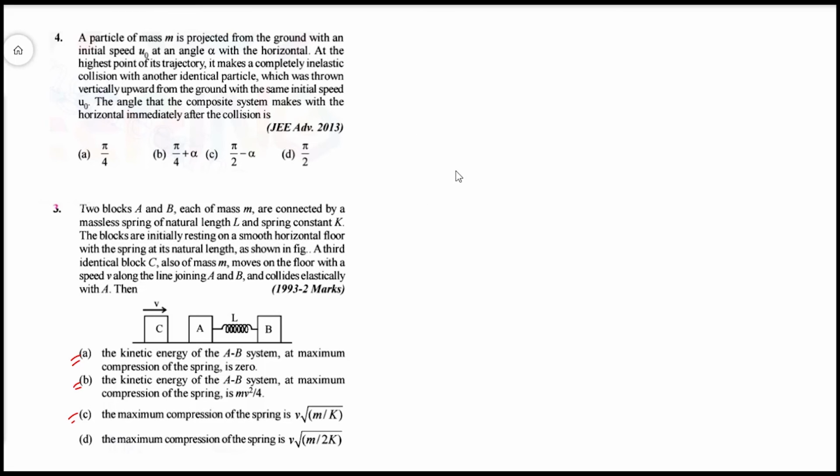So here I'll redraw the system. This is my initial C, mass m, moving with velocity v, and here is my A, and somewhere here is my B. The natural length is L. The third identical block C of mass m moves onto the floor with the speed v along the line joining A and B, and collides elastically with A.